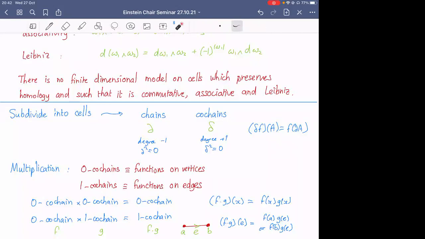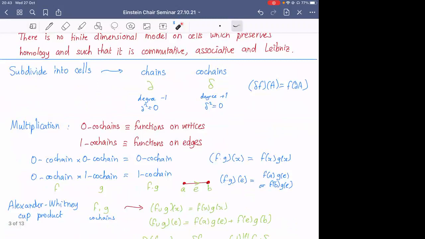So I said that, yes, if you're multiplying zero cochains, then there's no problem. They're localized at the point, and you can just multiply, take their product at that point. If you try and multiply a zero cochain F by a one cochain G, you want to get a one cochain. So now the question is, what are you going to associate with an edge, or one cell? So F times G on E, well, you have a choice. F is defined on points, so you could take F at A times G of E, or you could take F at B times G of E.